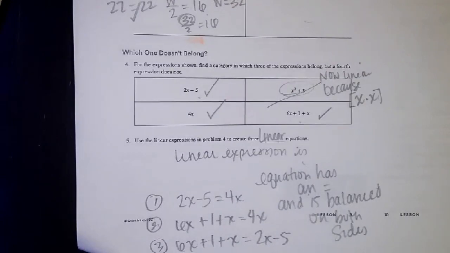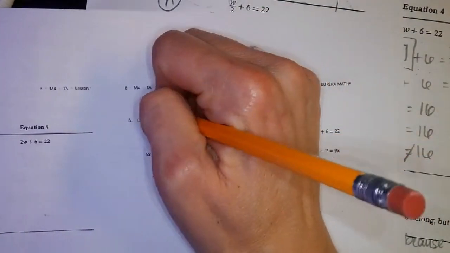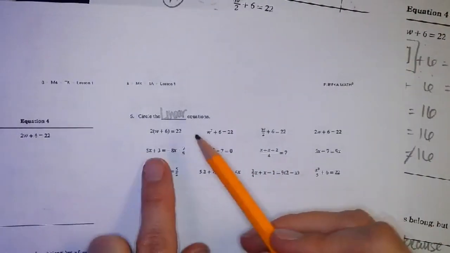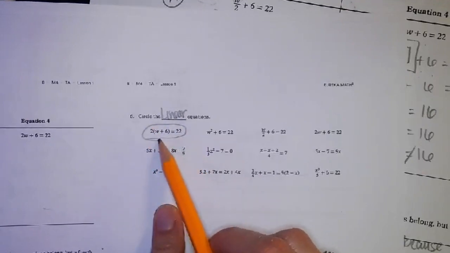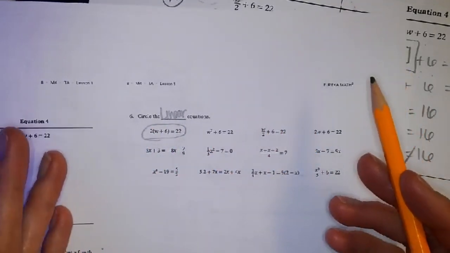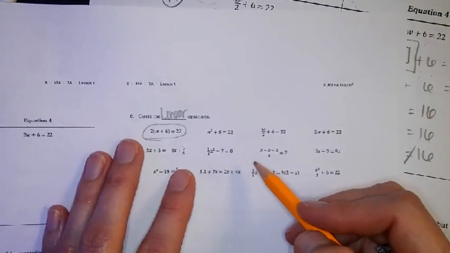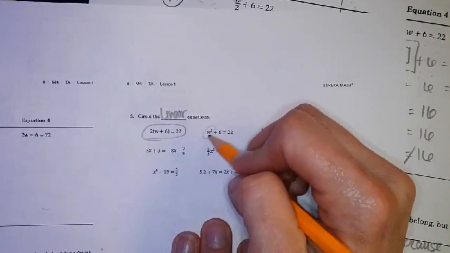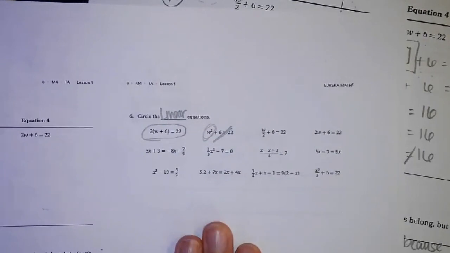You'll see that there are multiple variables. Now we're going to go over here and circle the equations that are linear, the linear equations. The first one, 2 times w plus 6 equals 22, is definitely a linear equation, because it has a variable and an equal sign. Then you also have w squared plus 6 equals 22. What's the rule? It's not linear because it has a variable multiplying by itself. Your job is to go through and finish the rest of these, determining if they're linear or non-linear.